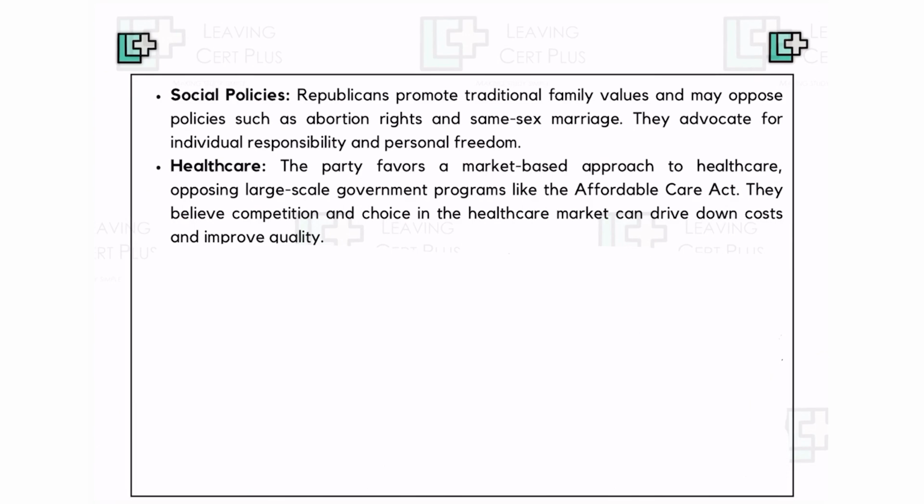Okay? So Republicans tend to promote traditional family values and may oppose the likes of abortion or same-sex marriage. So a big difference now to the Democrats. They advocate for individual responsibility and personal freedom. However, where they're also very different is that they believe the Affordable Health Care Act is not sustainable. They believe actually that choice in the healthcare market, being able to pay for better healthcare, I should say, will ultimately drive down costs and improve the quality of healthcare as well.